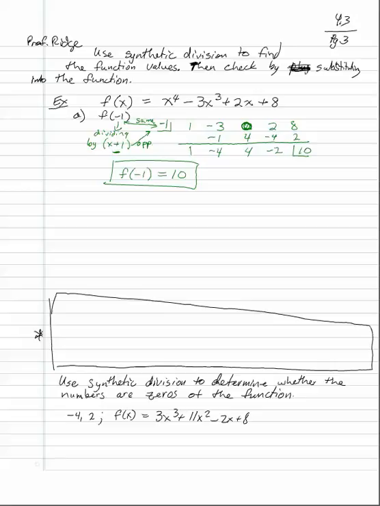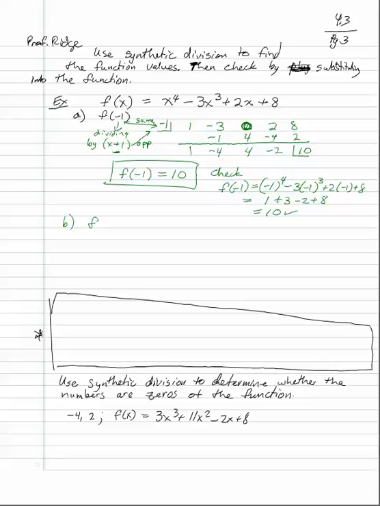So let's check it by doing it the other way. f of negative 1 is negative 1 to the 4th minus 3 times negative 1 to the 3rd plus 2 times negative 1 plus 8. So it's 1 plus 3 minus 2 plus 8. So that's 4 minus 2 is 2 plus 8 is 10. Alright, let's try one more.